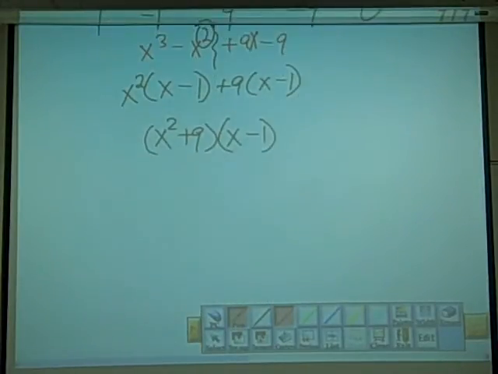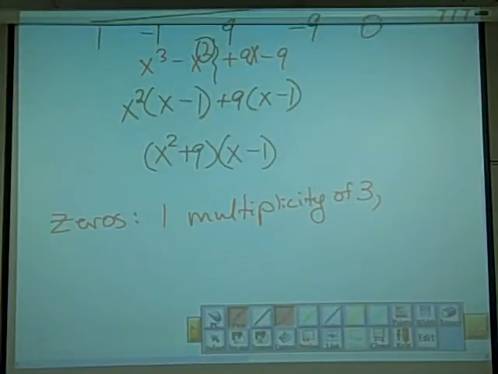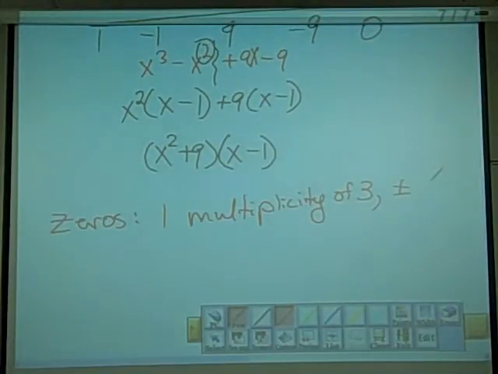So we can say that our zeros are 1 with a multiplicity of 3. And we also have plus or minus 3i. Okay? And that's our solution. That's our zeros, real and imaginary.